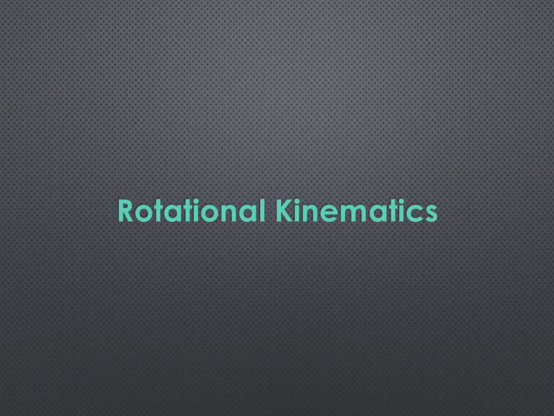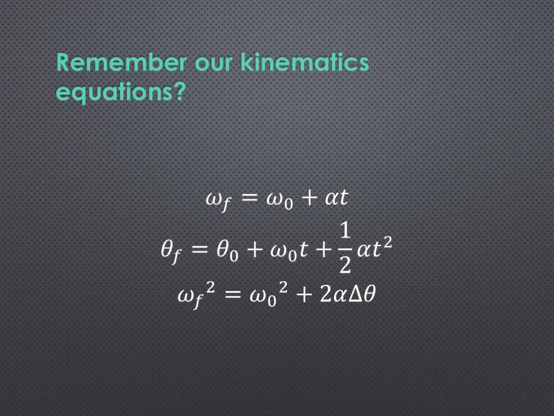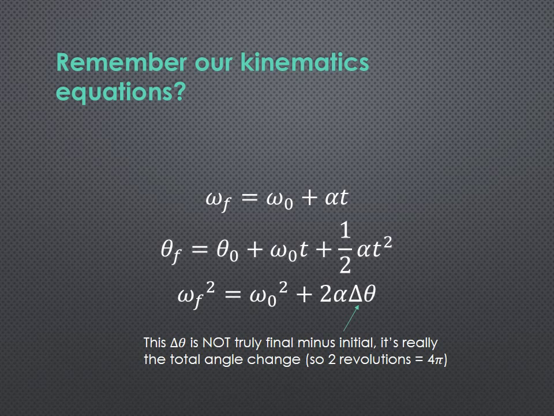Rotational Kinematics. So remember our kinematics equations from way back in Unit 2? Whoa! What did I do there? Well, all I did was go through and take every translational quantity and replace it with its analog in rotation. Lo and behold, the first two there are on our equation sheet. The third one's not, and here's my theory on why.